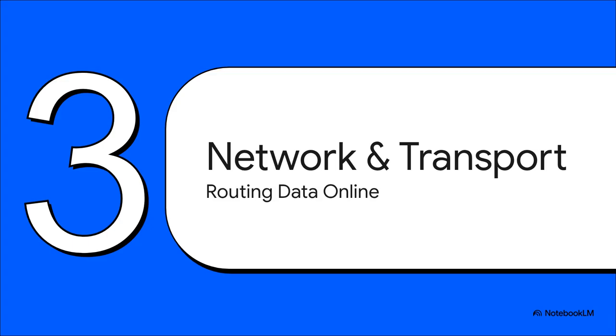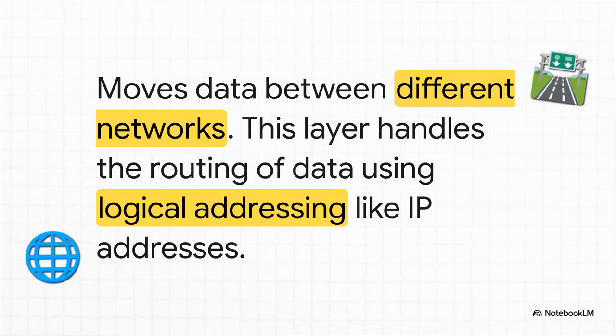Now we're getting to the heart of the model, the layers that take our data off the local street and onto the global highway. Welcome to Layer 3, the network layer. You can pretty much think of this as the internet itself.